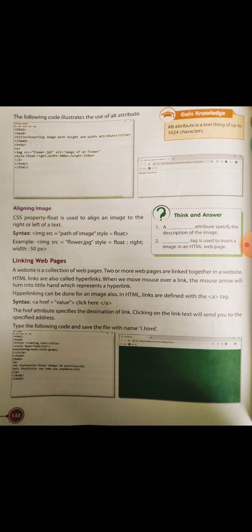So first of all, the short definition of website is given. Underline this, that it is a collection of web pages. As when we open a website, we see many pages in front of us. So that particular website is a collection of multiple pages. Those pages are web pages. So website is a collection of web pages. And on internet, two or more web pages are linked together in a website.